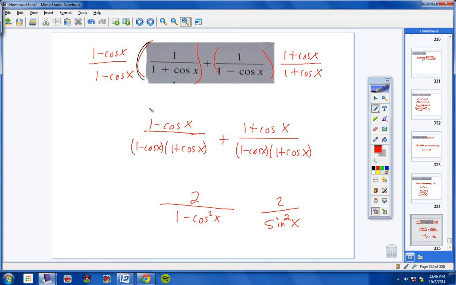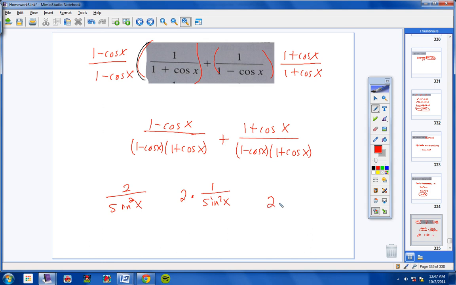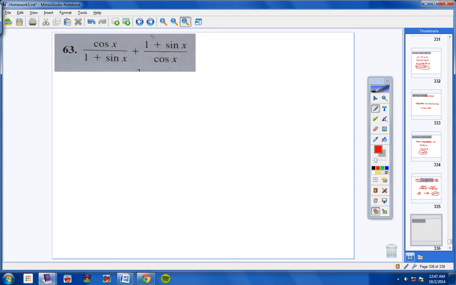And now, what number was this? 61, I believe? Yeah. And now, 2 over sine squared. Now watch this, students. 2 over sine squared would be the same thing as 2 times 1 over sine squared. And students, 1 over sine squared, the reciprocal of that would be 2 cosecant squared, because the reciprocal of sine squared is cosecant squared. And there we go. That's the answer in the back of the book, I believe. Yes, it is. All right, moving on to number 63.